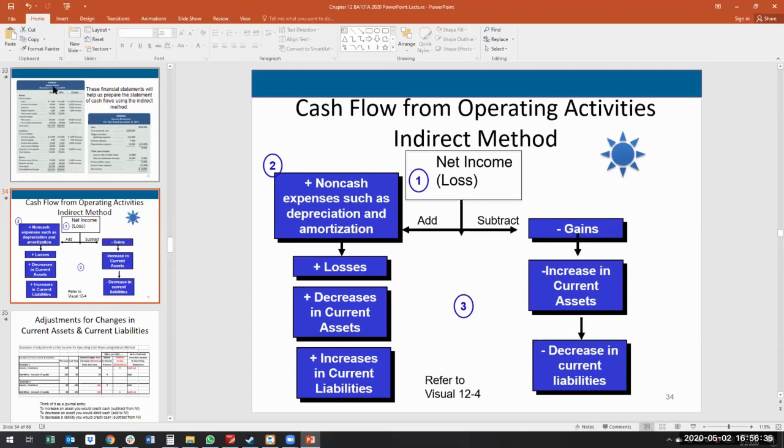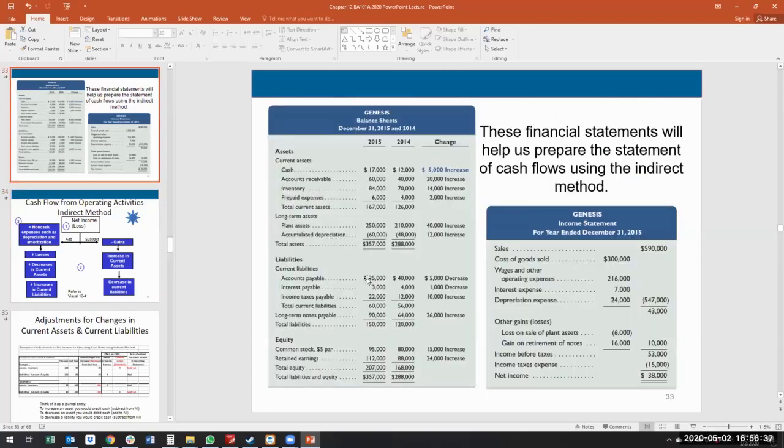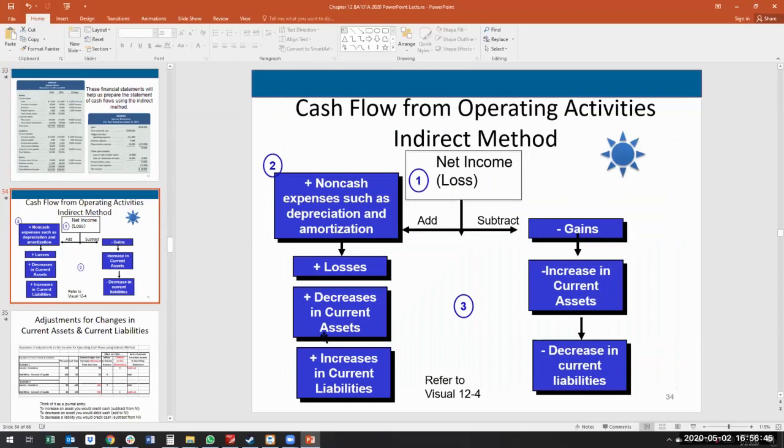And then if we increased our current liabilities, it means we received cash. So if we increased our accounts payable, it means we didn't pay cash for it. And so that would be an increase to our current liabilities. So that's the thought there.